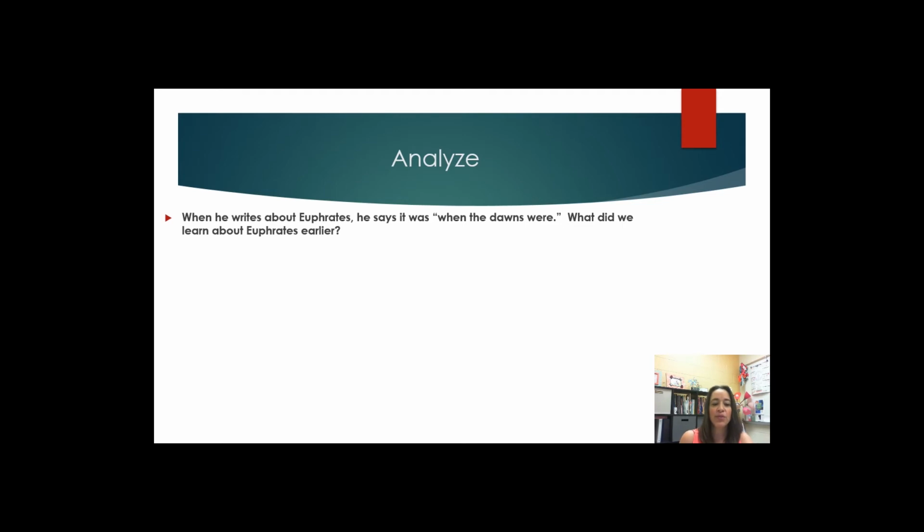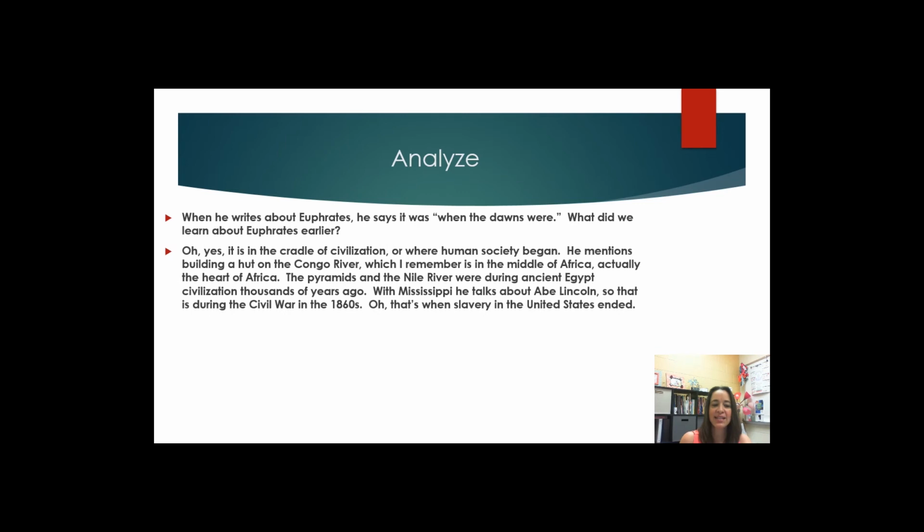When he writes about the Euphrates, he says it was when the dawns were young. What did we learn about the Euphrates earlier? Oh yes, it is the cradle of civilization, or where human society began. He mentions building a hut in the Congo River, which I remember is in the middle of Africa. Actually, the heart of Africa.